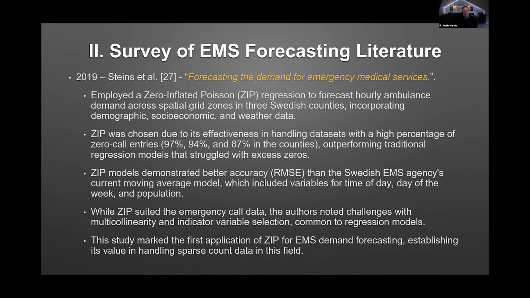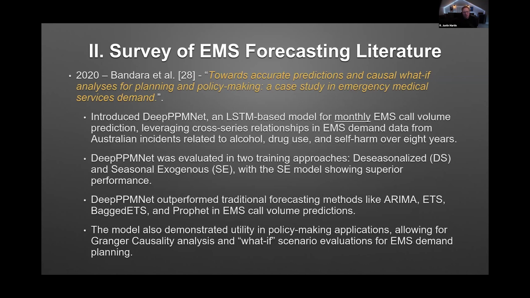And then bringing it to more recent years, 2020, Bandara, they introduced basically a custom approach to a long short-term memory neural network, basically a recurrent neural network, to calculate monthly EMS call volumes. And so, with this study, my chief criticism would be they didn't go deep enough. Monthly call volumes. I can tell you right now that a simple moving average can get close to the performance, if not beat the performance of an advanced neural network for monthly forecasts.